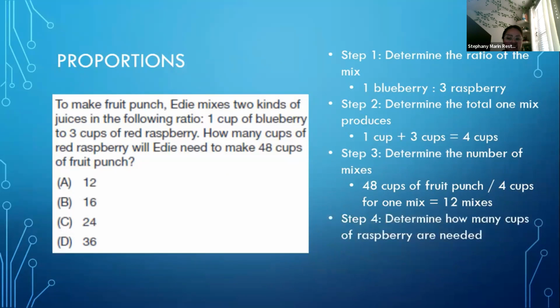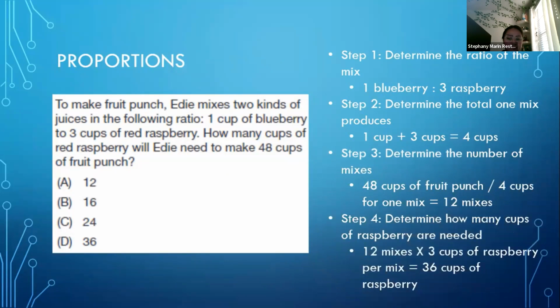Now we need to determine how many cups of raspberry are needed. So we're going to have 12 mixes, and there are 3 cups of raspberry per mix, which means that we need 36 cups of raspberry. So the answer choice D is correct.